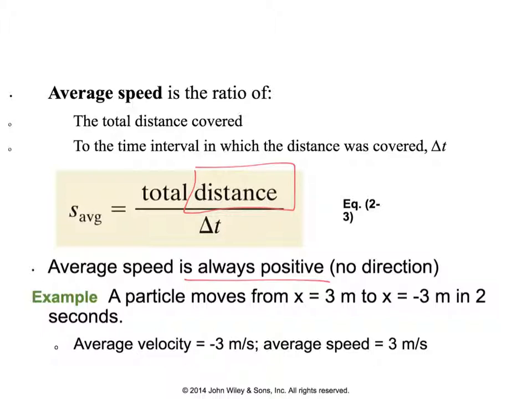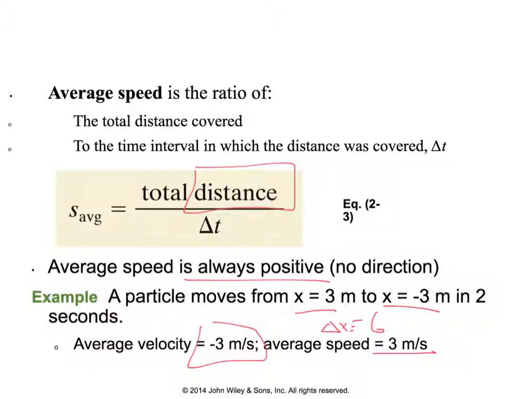A quick example here: a particle moves from x equals 3 to x equals -3, and all of this happens in 2 seconds. For the average velocity, we look at the change in position over the time. What's the change in position? We go from 3 to -3. The change in position is -6, and that happens in 2 seconds. That gives us an average velocity of -3, meaning we're moving in the negative direction, whereas our average speed is just 3 meters per second, because our distance traveled is 6, a positive number, divided by 2. In this case, the speed is just the magnitude of the velocity.